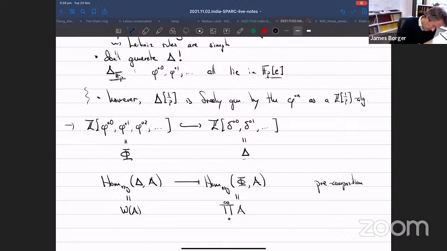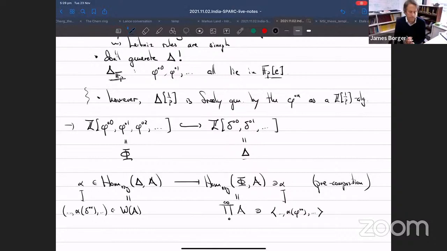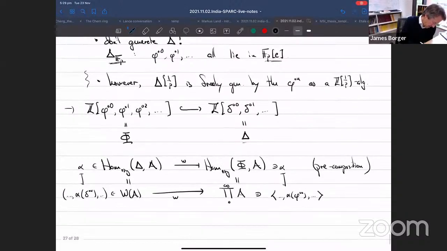So should I say how it goes? If you have a homomorphism alpha, it goes to the vector, and I'll use angle brackets here, and you'll see why in a minute, where at the nth component, it's just alpha evaluated at that symbol. Just for completeness, let me write that up. This is just the vector where at the nth component, it's alpha evaluated at that symbol. So this defines a homomorphism here, which we'll call little w now. And this is the ghost map.